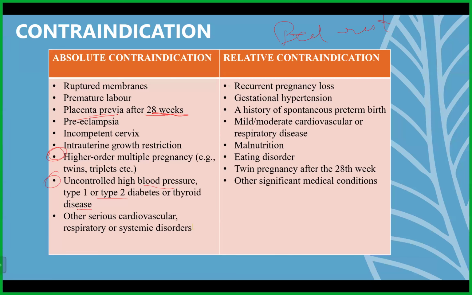Relative contraindication: recent pregnancy loss or recurrent pregnancy loss, both. Okay. So it's not that they had a previous pregnancy loss and now they've come to you and you're contraindicating them. No, you can give them exercise, but you have to be a psychologist along with being a physiotherapist for them. Okay. And you should be careful while dealing with it.